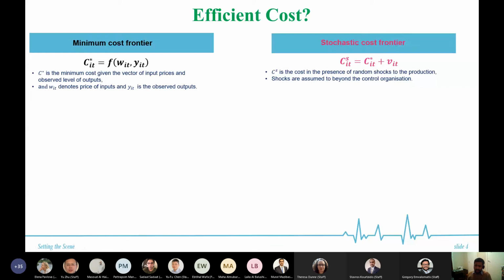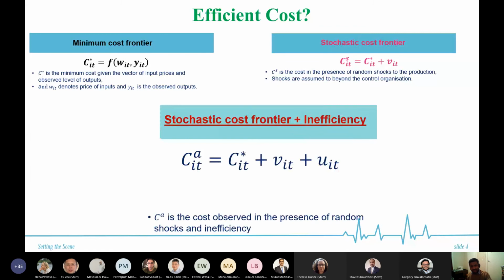Finally, we say that, okay, we accounted for that. What about the actual inefficiency? So that's what we call a stochastic cost frontier. We have our actual cost, then we have the disturbance to the system, the things that I just mentioned, and then we have inefficiency. So that's our whole idea: to get the observed data and construct this function.